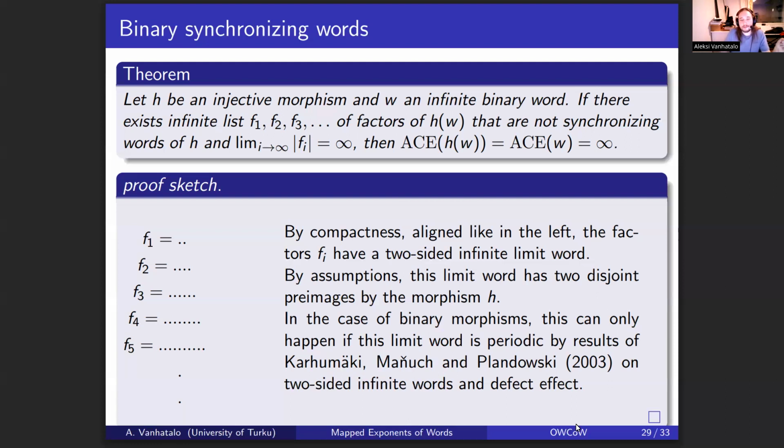And yeah, there's an older result by Karhumäki, Manuk, and Plavdowski that shows that this limit word has to be periodic. Since it's a limit word of some kind of factors of our original word, and it becomes periodic, then we must have that originally our word has arbitrarily large periodic parts. So the age value is infinite.